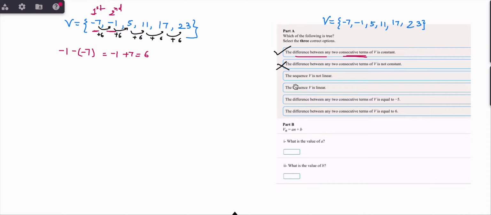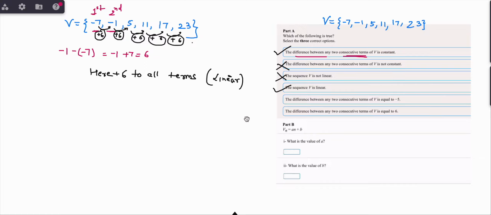Now, the third point is the sequence V is not linear. Whenever you add the same constant throughout, it's always linear. If you add different amounts to different terms, it means it is not linear. But here, you are adding +6 to all terms, so it is linear. So this is correct, this is wrong.